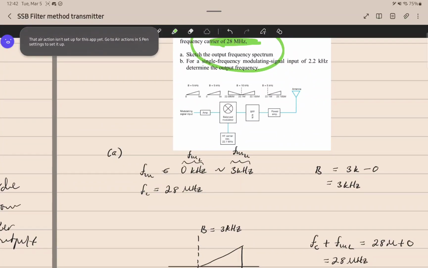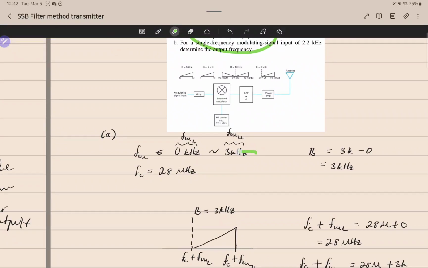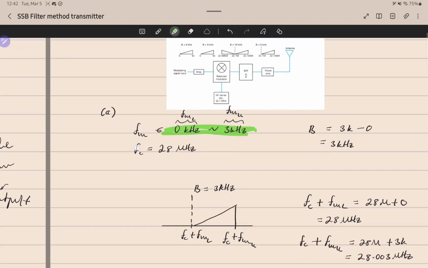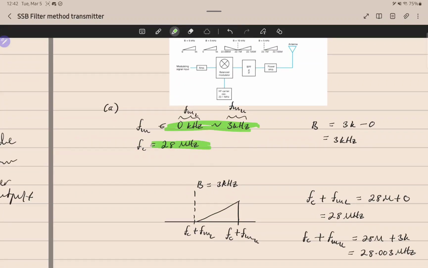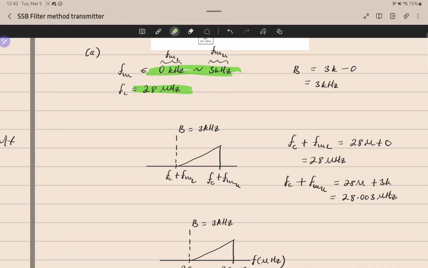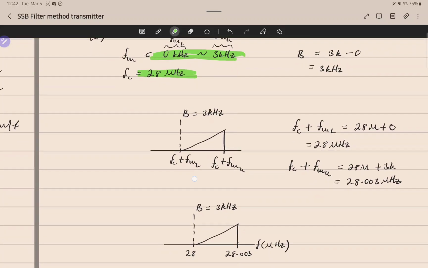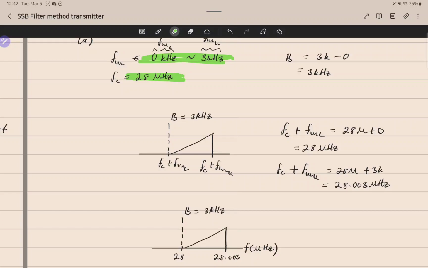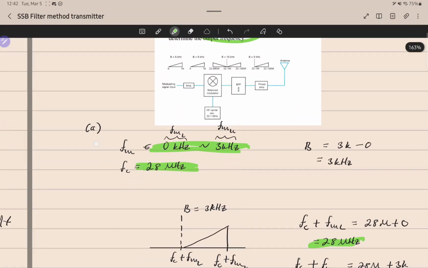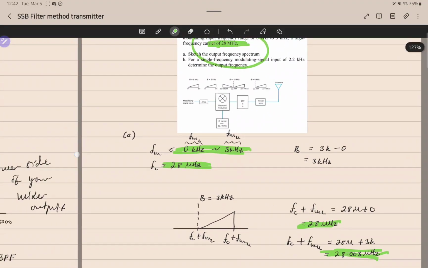So again, it's the same thing. Your modulating band varies from 0 to 3 kilohertz, and your carrier frequency is 28 megahertz. You just add 28 to 0 and 28 to 3 kilohertz. So you end up having 28 megahertz and 28.003 megahertz at the output of your mixer.